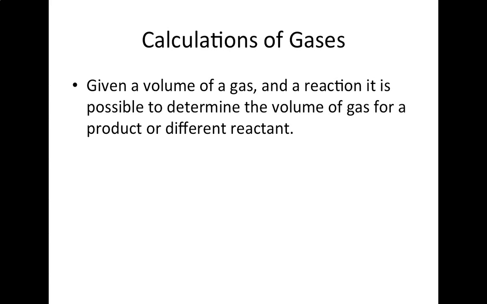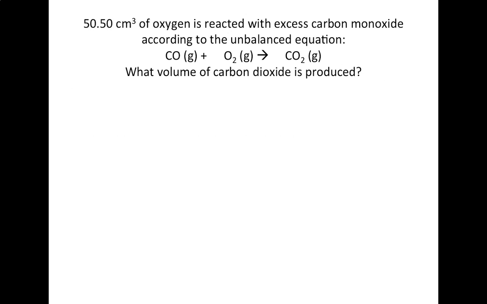Continuing on where we got cut off by the bell, given a volume of a gas and a reaction, it is possible to determine the volume of gas for a product or a different reactant. So given this problem, we have 50.50 centimeters cubed of oxygen being reacted with excess carbon monoxide according to the unbalanced equation. So my first step, I notice it says unbalanced, I'm going to have to balance it. And I want to know what volume of carbon dioxide is produced.